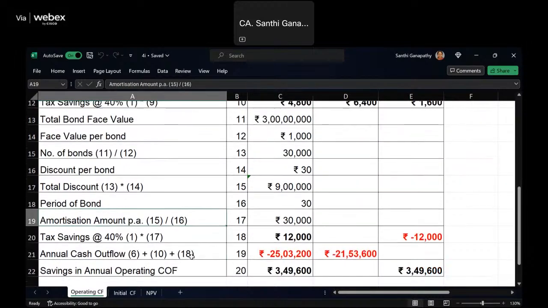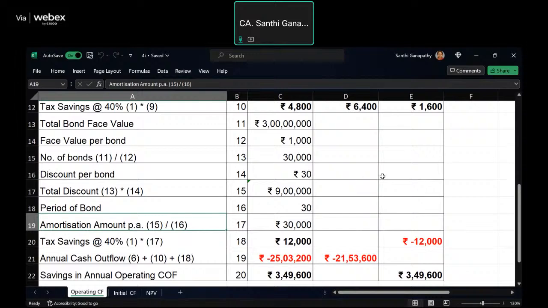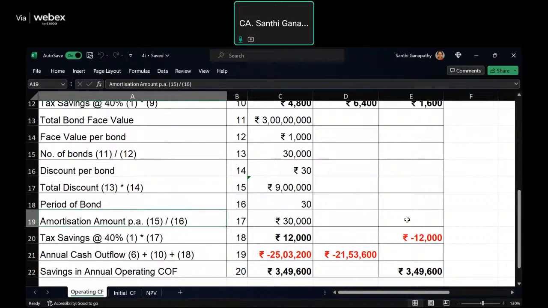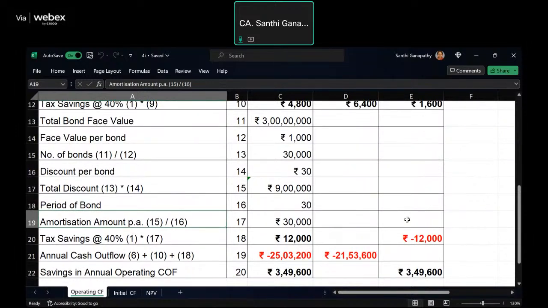So final position. Either I could have just taken the incremental items and found the savings in annual operating cost to be 3,49,600, or alternatively, for old bond how much, for new bond how much, what is the saving which you are likely to have if you go for the new bond.